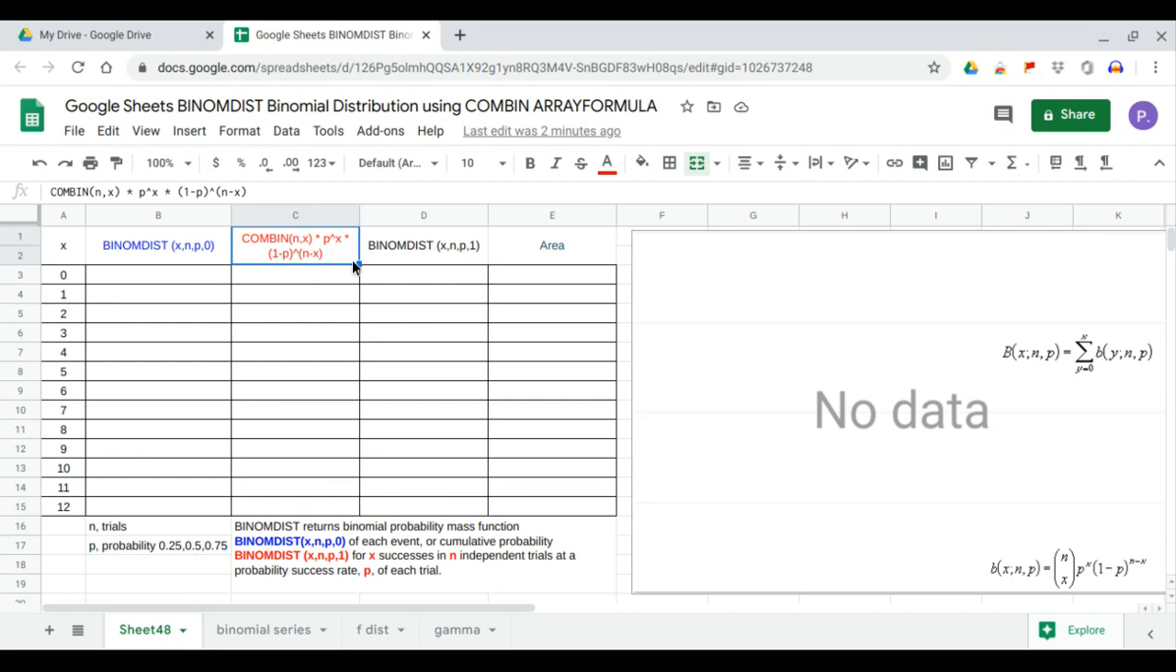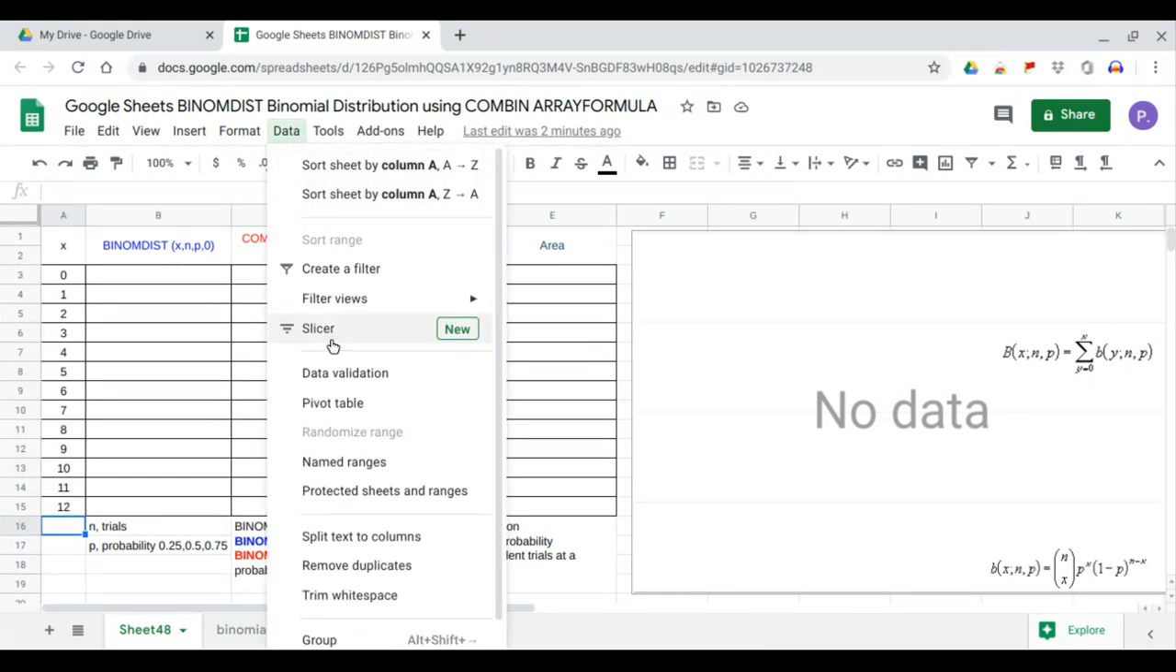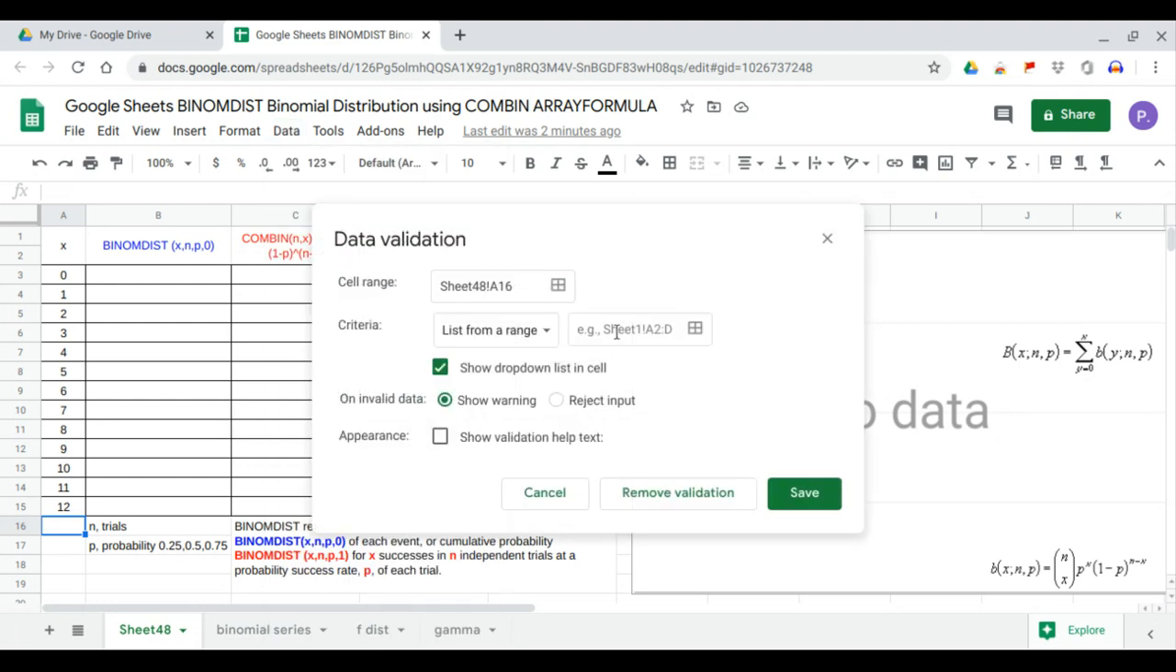So that's the combination of n, x times p to the power x times 1 minus p to the power n minus x. We'll generate these data sets using values of x from 1 to 12. This is for x successes in independent trials. Our n independent trials will be from 0 to 12, with data validation from 0 to 12.